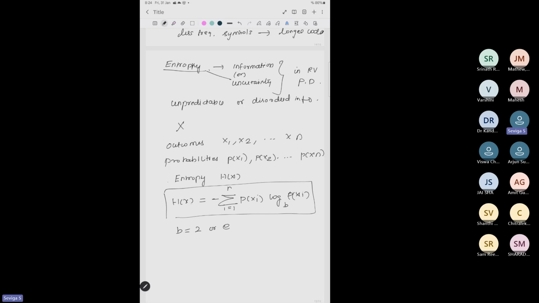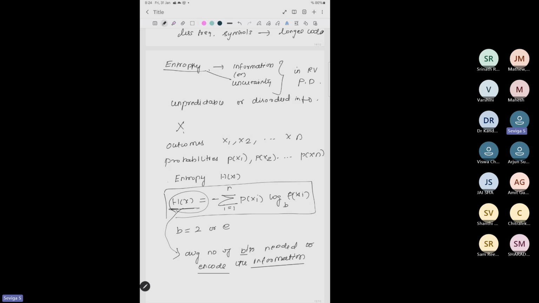So H of X represents the average number of bits needed to encode the information. We saw that bit is the unit of information, and we also saw what encoding is. We also know what information is. So the average number of bits needed to encode the information is given by the entropy H of X, and that is calculated from the probability distribution function.